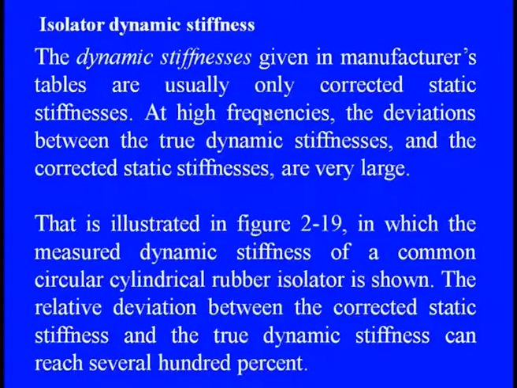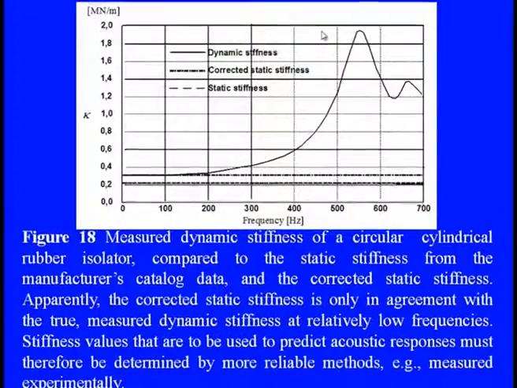So we are going to show here the dynamic stiffness of a common circular cylindrical rubber isolator, and the relative deviation between the corrected static stiffness and the true dynamic stiffness. The continuous line is clearly showing the dynamic stiffness. The closed dotted points are showing the corrected static stiffness, and the clear dotted lines are showing these things.